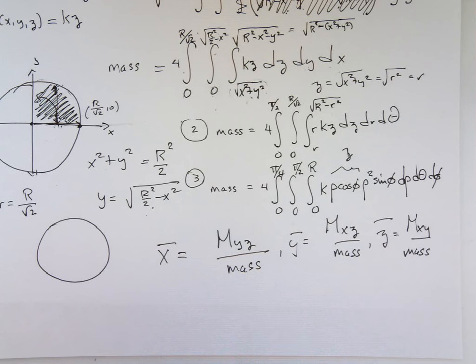The X bar? Yeah. What you would do for X bar is find M of YZ, and you would find M of YZ by taking the density function times X. So you take like KZ and multiply by X? Yes. So it would be the same integral, the order of which they. Anything else?